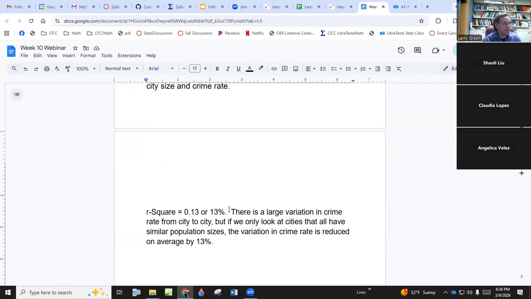So because of that, now comes the template. There's a large variation in crime rate from city to city. But if we only look at cities that all have similar population sizes, the variation in crime rate is reduced on average by 13%. Any questions at all on this example? Any questions?